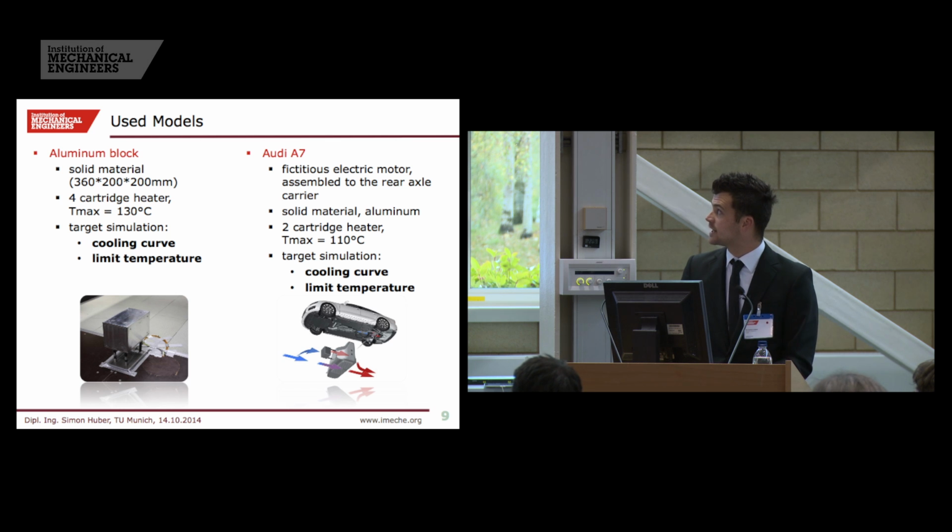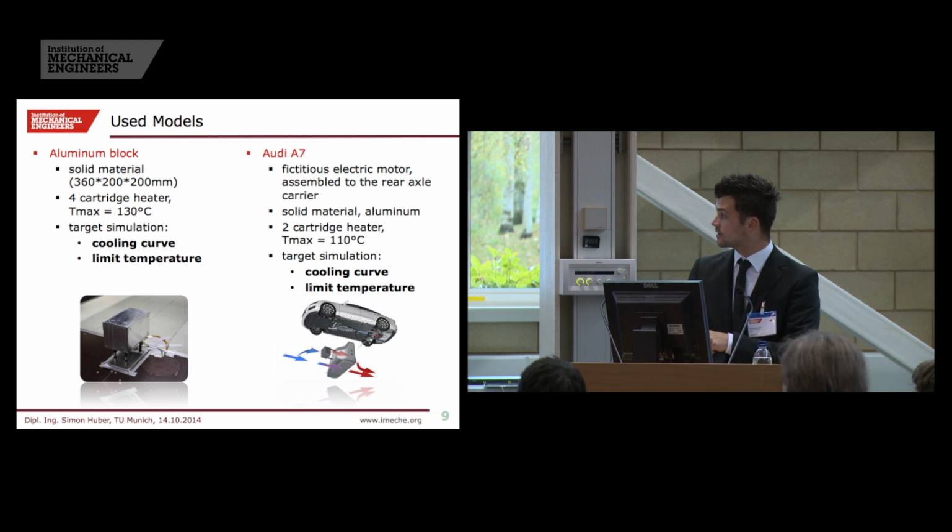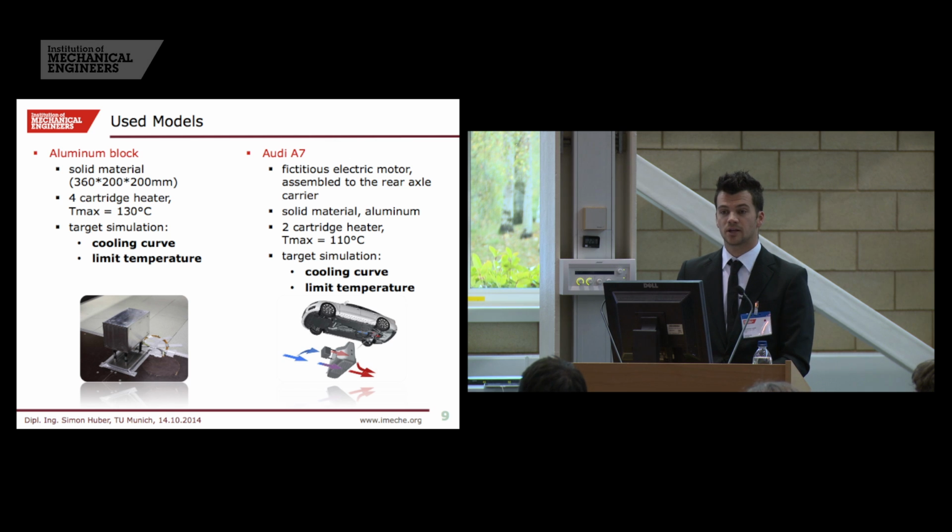The second model is an Audi A7, and here in the rear axle carrier I have assembled a fictitious electric motor. This one, you can see it here, it's also made out of solid aluminum, and I can also heat it up with 2 cartridge heaters to define temperature. And here also the target simulations are cooling curves and limit temperature.